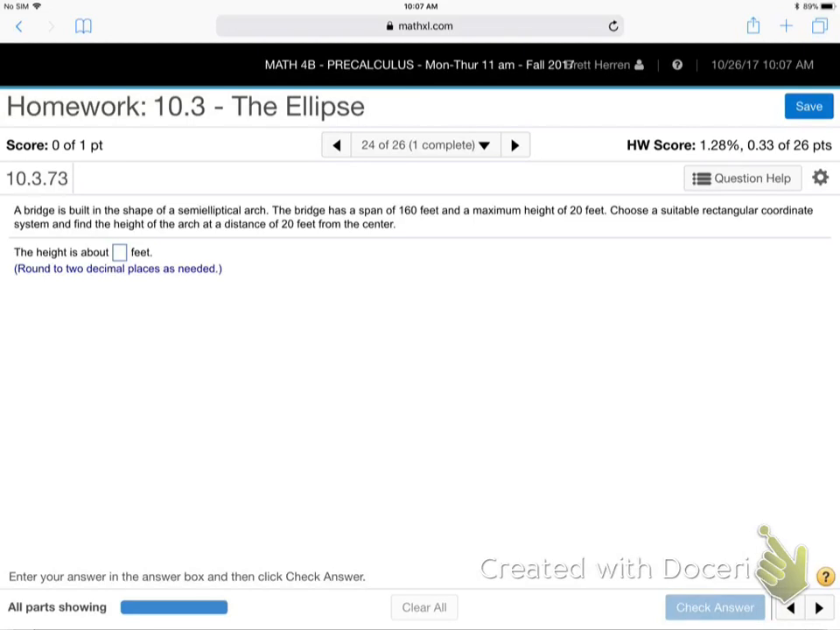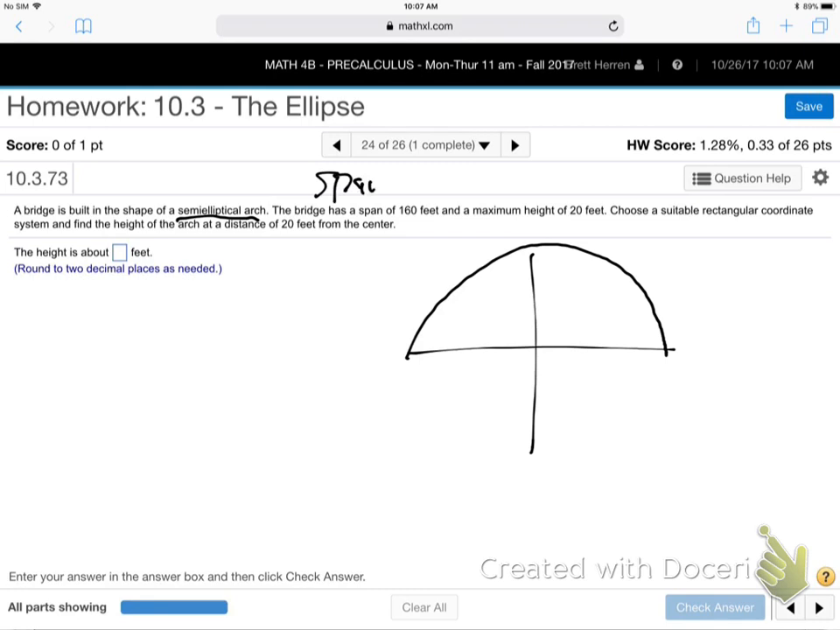All right, so they're talking about a bridge that is a semi-elliptical arch. A semi always means half. So a semicircle is half a circle. A semi-ellipse is half an ellipse. So we're talking about a bridge that's half an ellipse. Its span is 160 feet. That means 160 feet wide, right? And the max height is 20. That means that's 20, right?